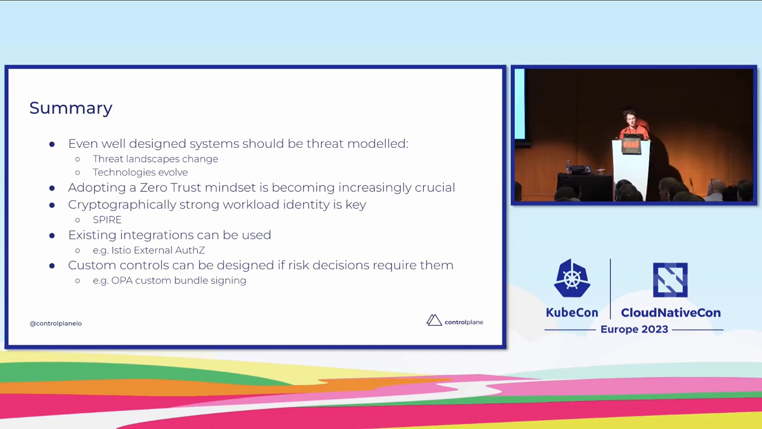Yep, we do have a summary, but we can go straight to questions. Just to really quickly summarize, even well-architected systems can use threat modeling. Threat landscapes change, technologies change. Keep threat modeling and do it iteratively. Obviously, in today's world, zero trust is more crucial day by day. We've shown you SPIRE, we've shown you Istio External Authorization, we've shown you OPA, we've shown you some tools that you can use, and we've shown how custom controls can be made as well.